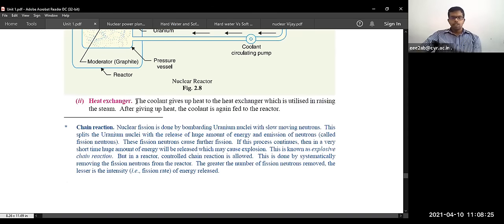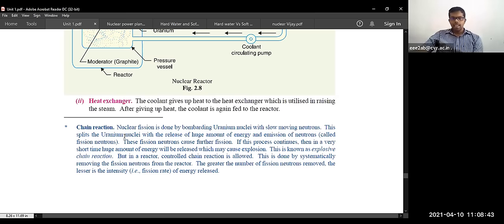So next is the heat exchanger. What is the main use of the heat exchanger? The coolant gives up the heat to the heat exchanger, which is utilized in raising the steam. After giving up the heat, the coolant is again fed to the reactor.